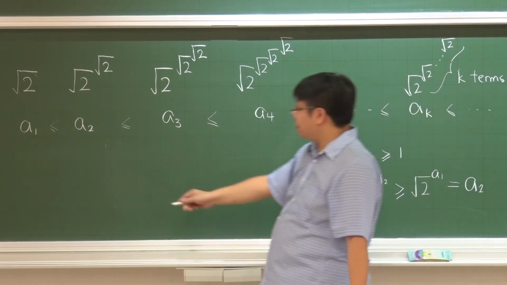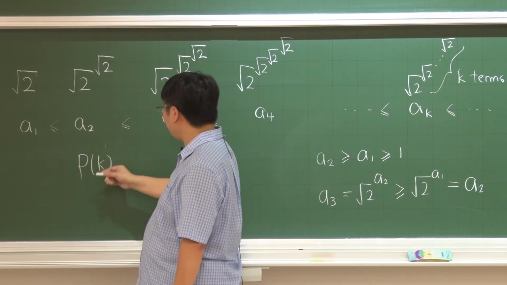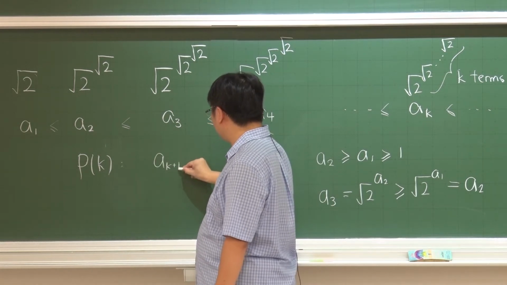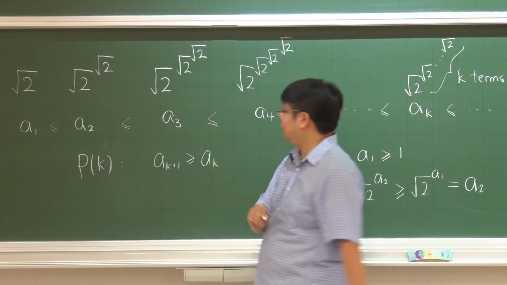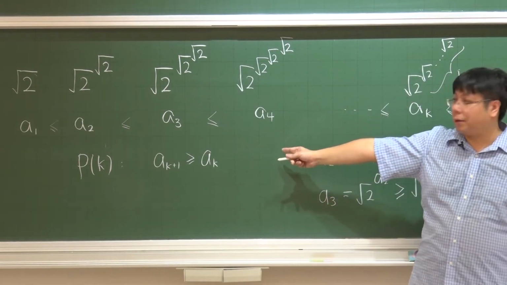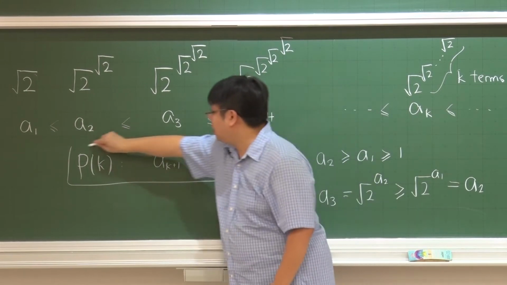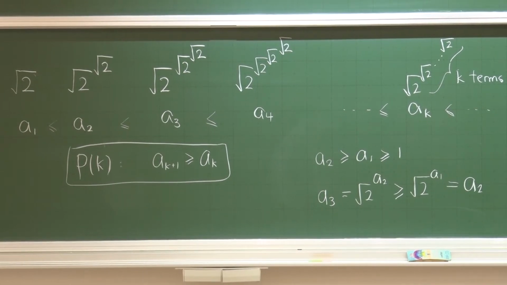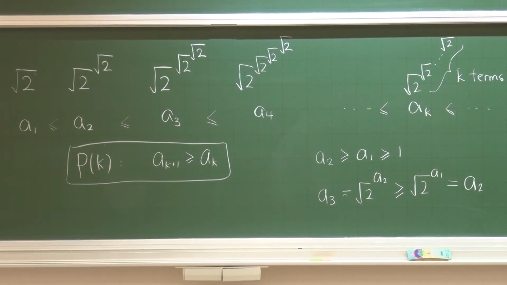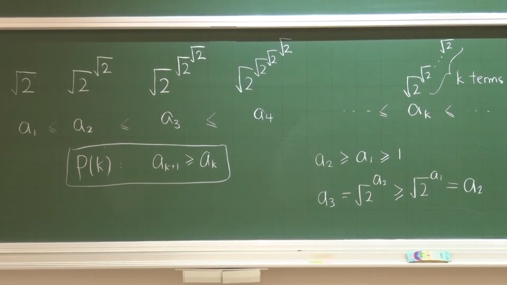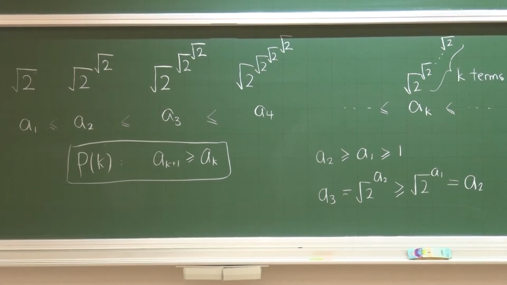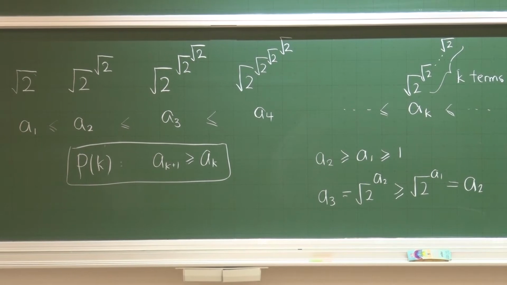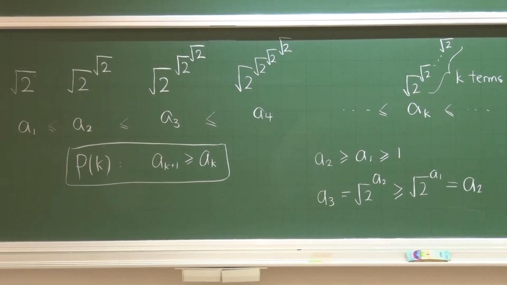So here you can let a proposition PK be something like AK plus 1 is greater than or equal to AK. Okay? You can prove something like this as your proposition. So the base case will be P1. P1 says A2 is larger than or equal to A1. Okay? So you can prove it. And now, once you have proven the base case, then it is easy to show that if PK is true, then PK plus 1 is true.